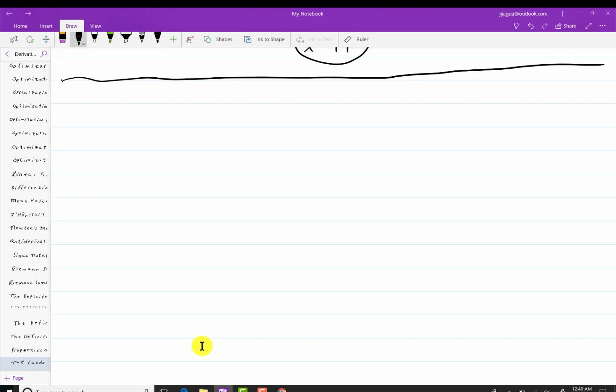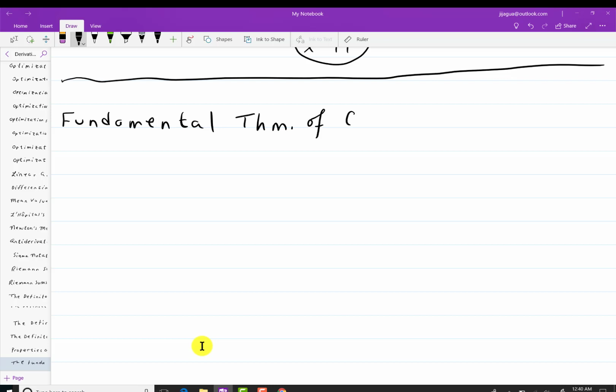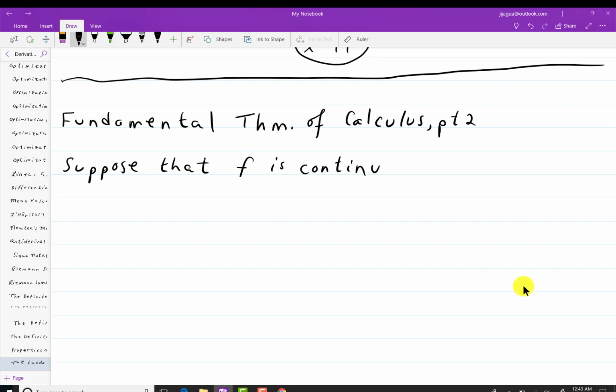The next theorem is the fundamental theorem of calculus, part 2. There are no more parts. This is the last one. Suppose that f is continuous, little f is continuous on a closed interval a to b.